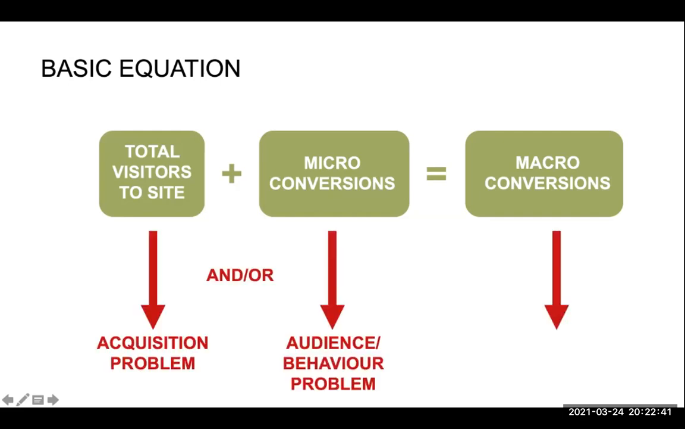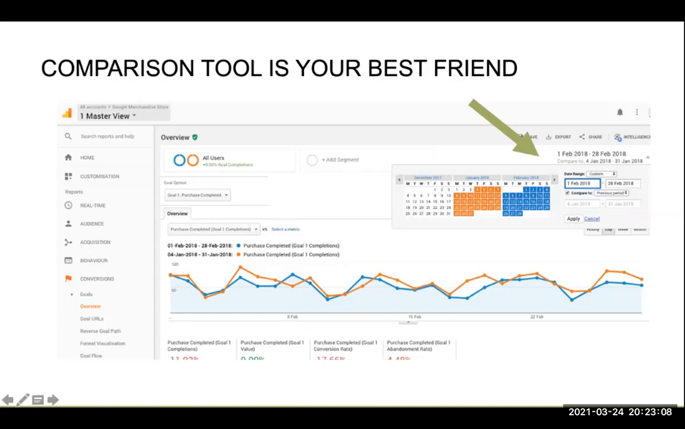So if you're having a problem acquiring visitors to your site, it therefore means that the actions on your site will be less, which would lead to lower macro conversions, if not none at all. And the opposite is true. Acquisition success, many visitors to your site who are interacting with your site, leads to a lot of conversion. And this is an example comparing February 2018 versus February 2017. You go here, it's just showing you what you do.